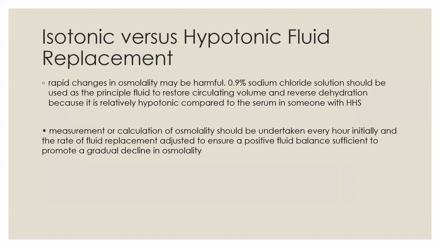0.9% sodium chloride solution should be used as the principal fluid to restore circulating volume and reverse dehydration because it is relatively hypotonic compared to serum in someone with HHS. Measurement or calculation of osmolarity should be undertaken every hour initially, and the rate of fluid replacement adjusted to ensure positive fluid balance sufficient to promote a gradual decline in osmolarity.